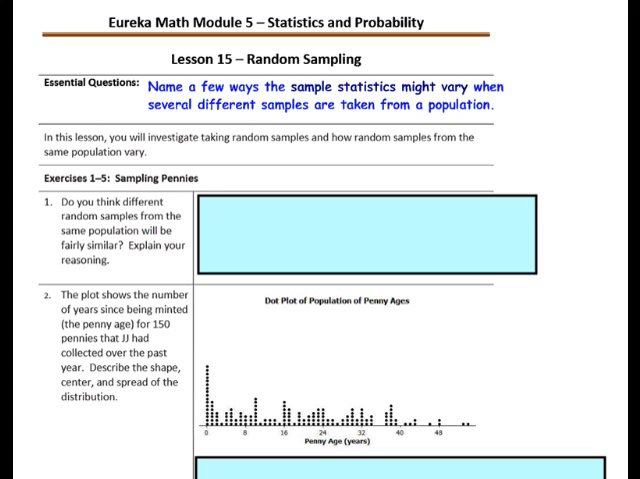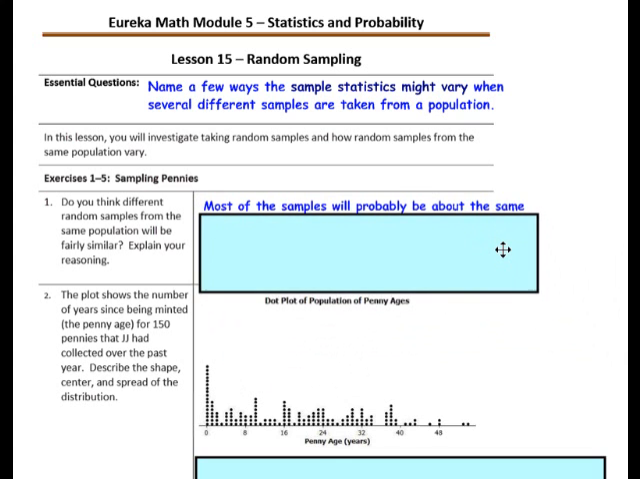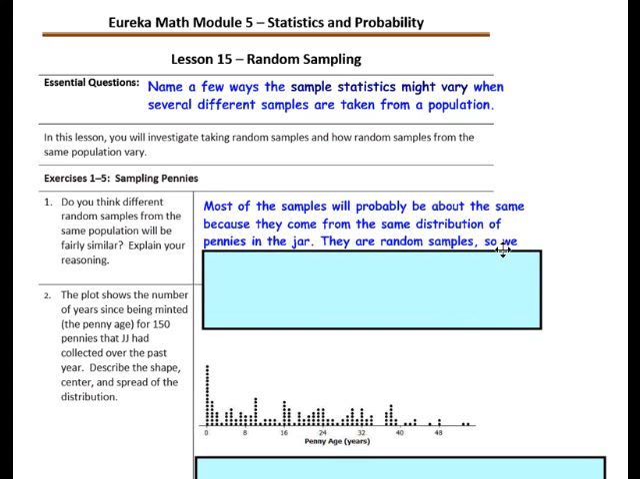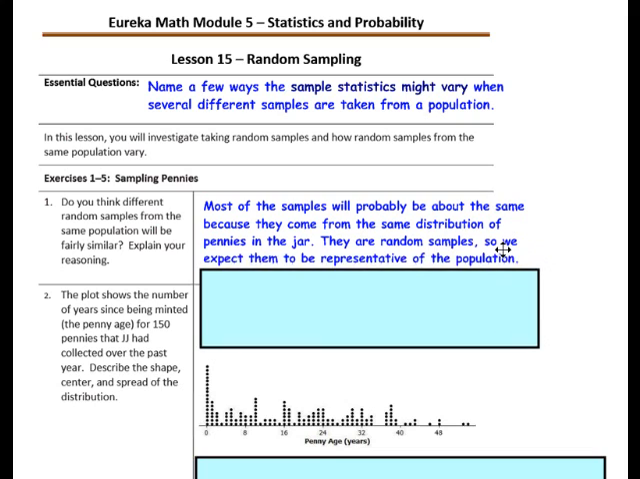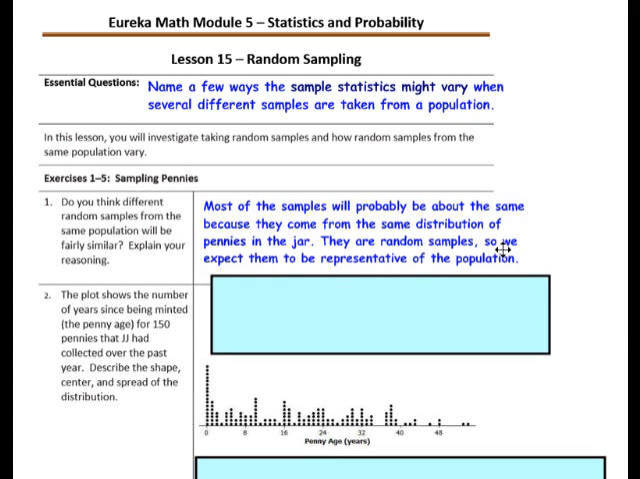In our first set of exercises, sample pennies, do you think different random samples from the same population will be fairly similar? Explain your reasoning. Most of the samples will probably be about the same, because they come from the same distribution of pennies in the jar. They are random samples, so we expect them to be representative of the population.